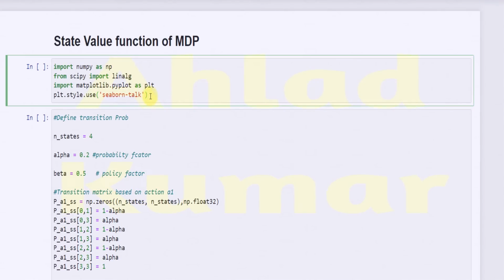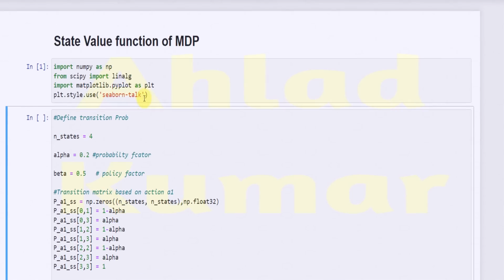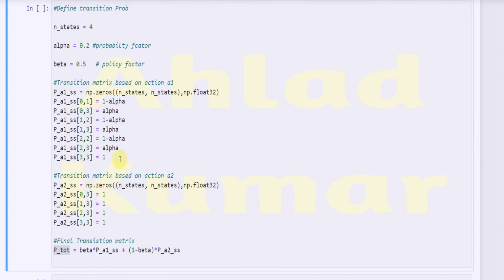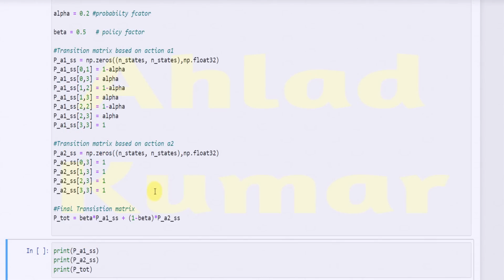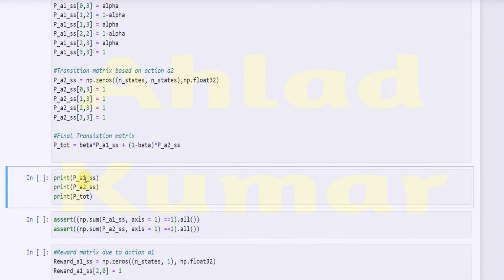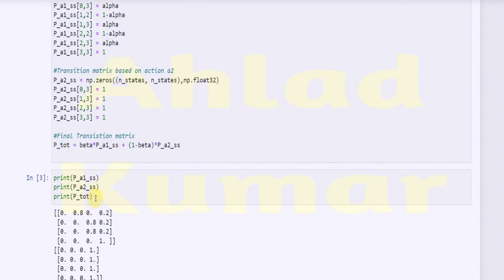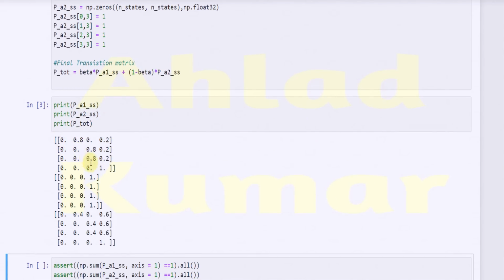Let me execute this first. Now I will execute this piece of code, and then I will print these matrices which we have just discussed. If I run this, this is the state transition matrix under action A1, this is the state transition matrix under action A2, and this is the summation of these two matrices weighted by the policy factor beta. So this is P_TOT, this one.